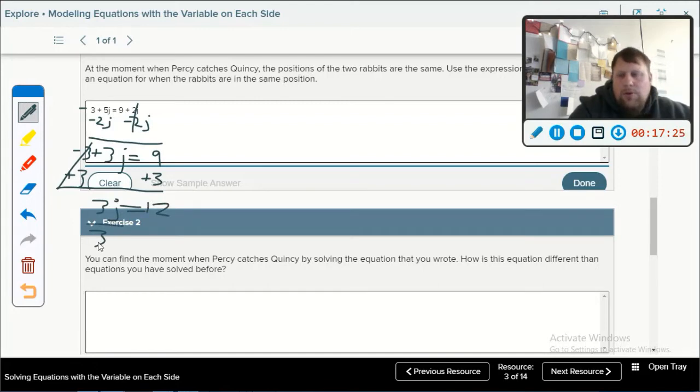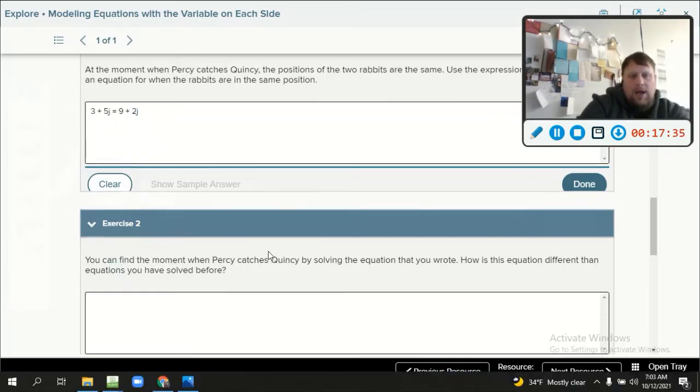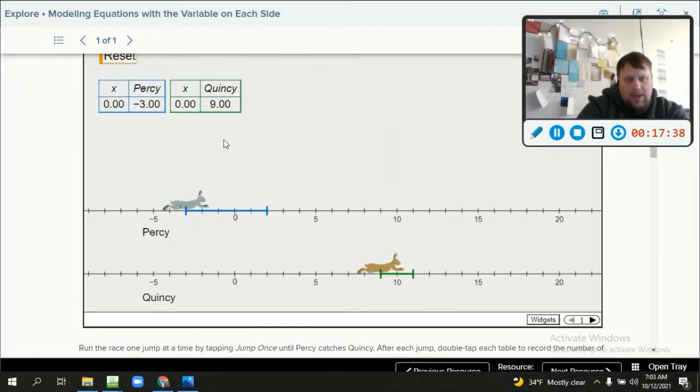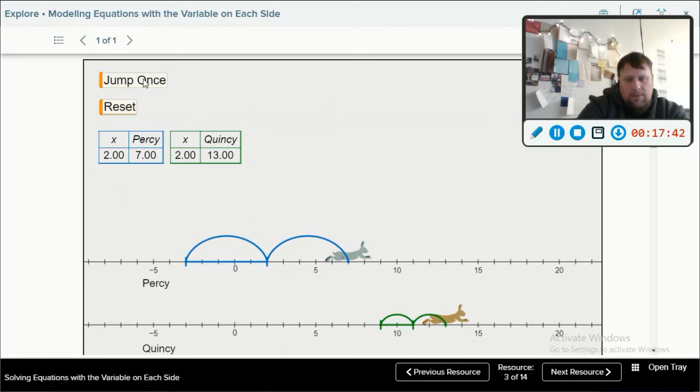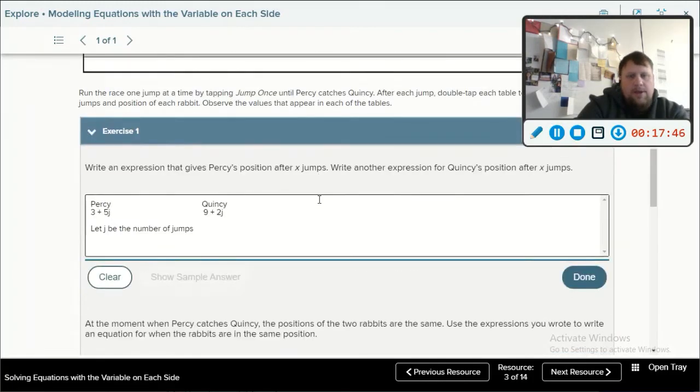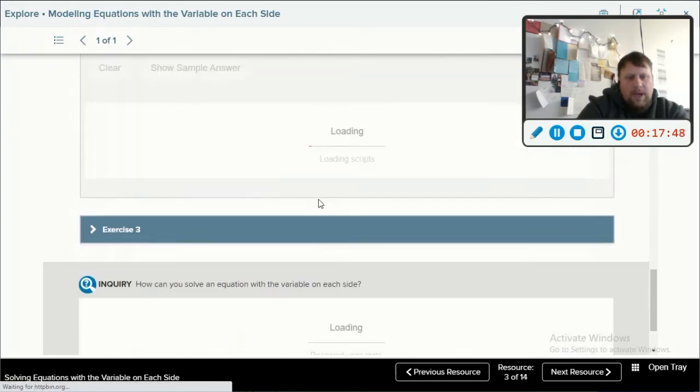How do we undo multiplication? We divide both sides by 3, and we get that j equals 4. It's going to take 4 jumps. And we saw that, didn't we? Because up top, when we did it, 1 jump, 2 jump, 3 jump, 4 jump. Look at that. They're at the same spot. So we see that work out.